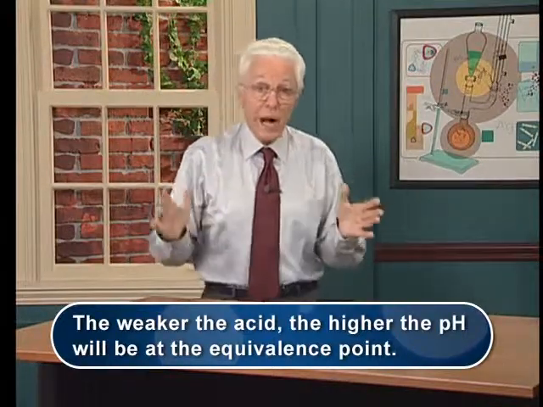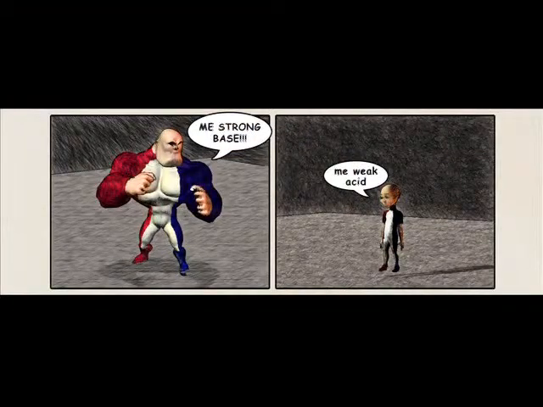We're not going to explain why this is the case, but there is a very silly, unscientific way to remember this. Pretend you are titrating a weak acid with a strong base. You imagine them talking. One says, "Me, strong base." The other says, "Me, weak acid." Since strong will predominate over weak, the solution at the equivalence point of a weak acid-strong base titration will actually be somewhat basic.